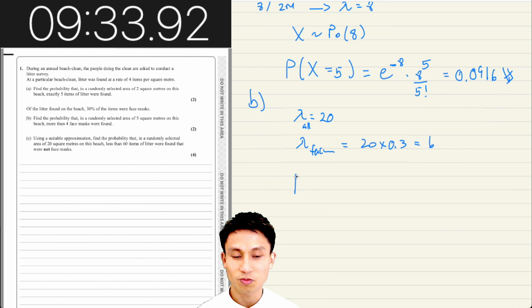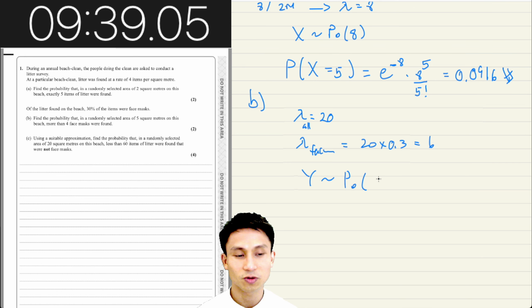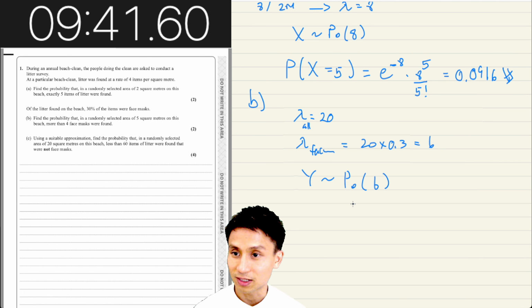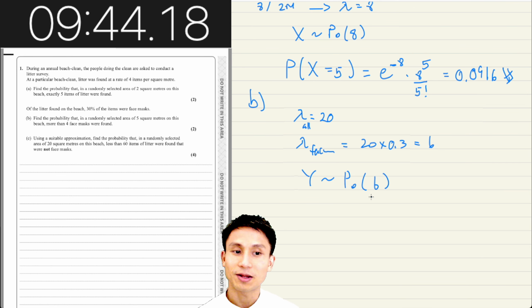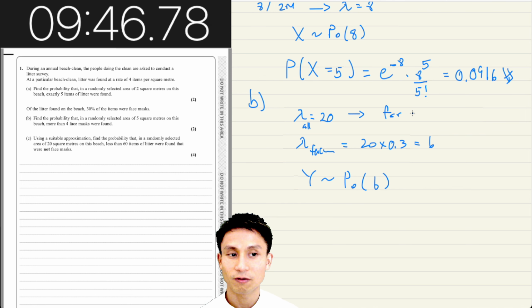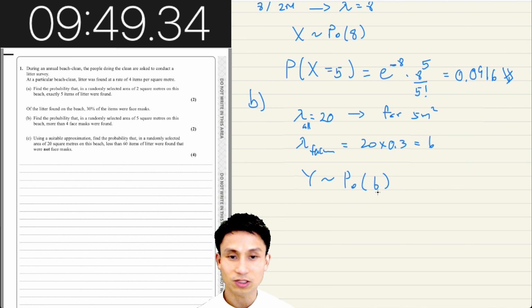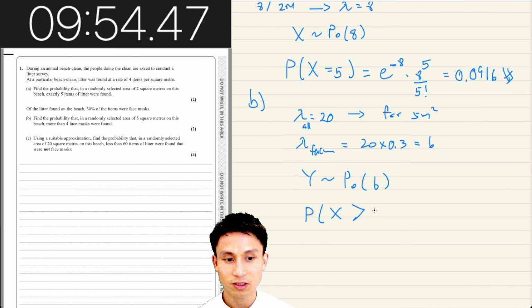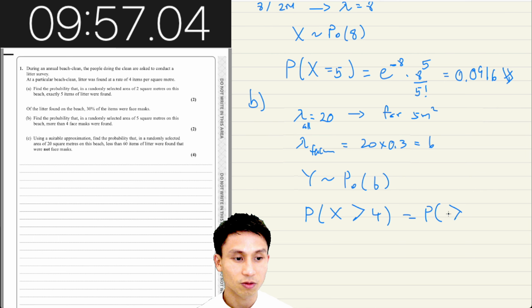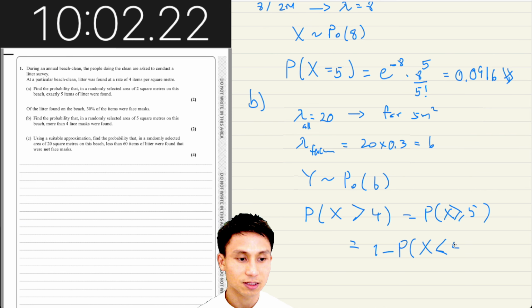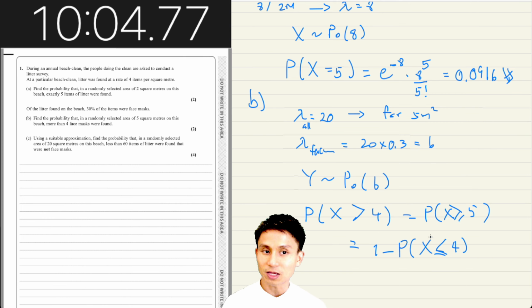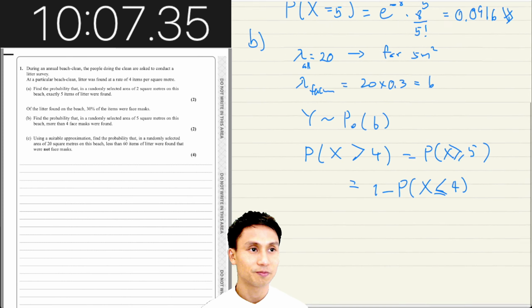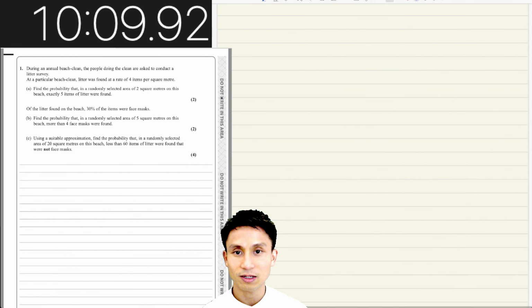So here we're going to do Y instead of X, Poisson with lambda being 6 instead. And this is for 5 square meters already, so we're going to use 6 here. And that would be P of more than 4, which is the same as P greater than or equal to 5. So that would be 1 minus P(X less than or equal to 4), because you've got to make it an equal sign in order to find it in the table. So just got to be careful with that.